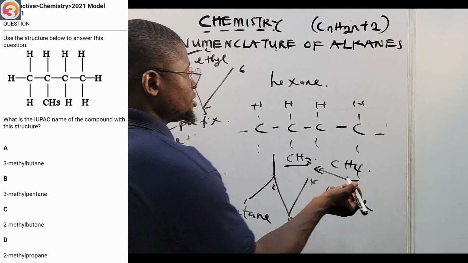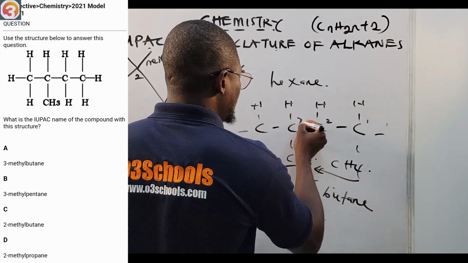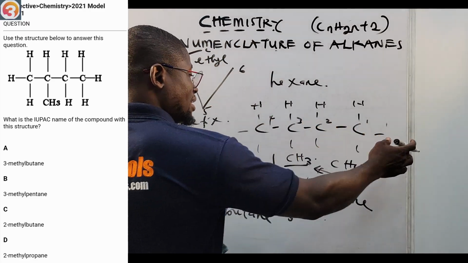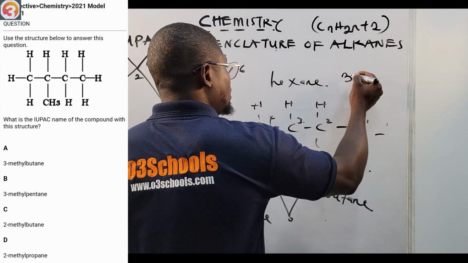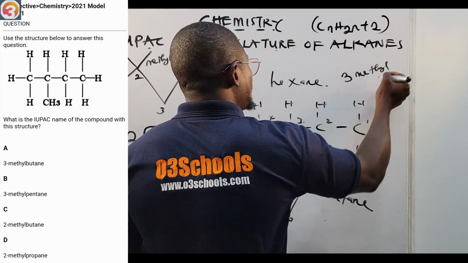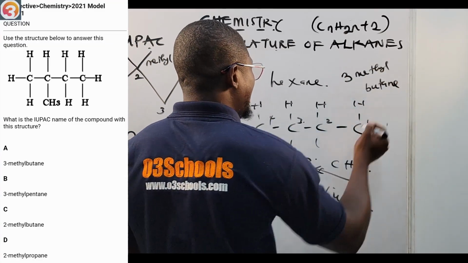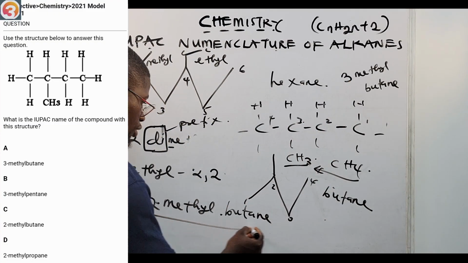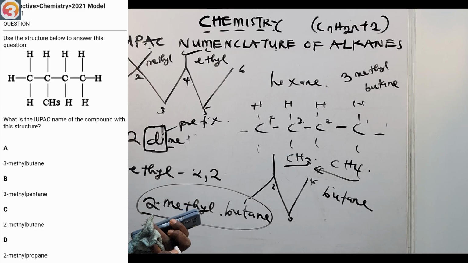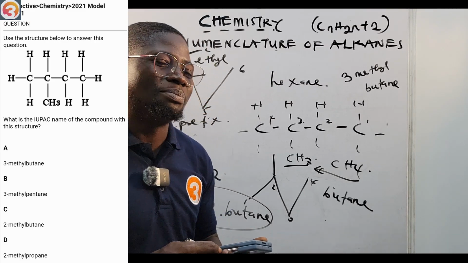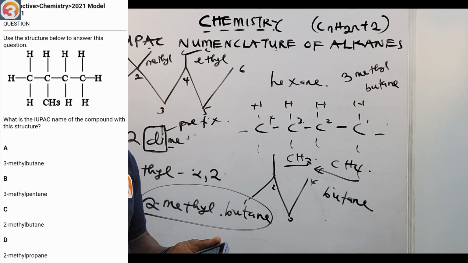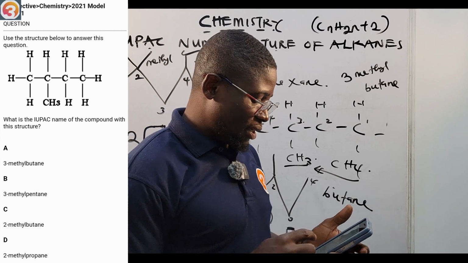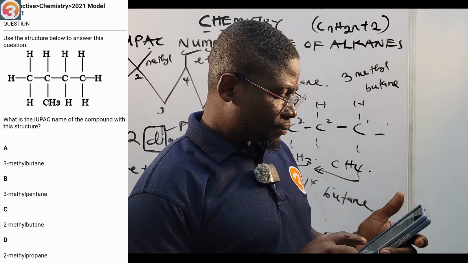Remember, I can also name this compound from here, 1, 2, 3, 4. If you number from left to right, I'm going to have 3 methyl butane. But in that case 3 will be bigger than 2. That's why we'll pick 2, because 2 is the shortest number for the substituent that has been attached to the structure. So please understand what you have been doing and enjoy yourself.